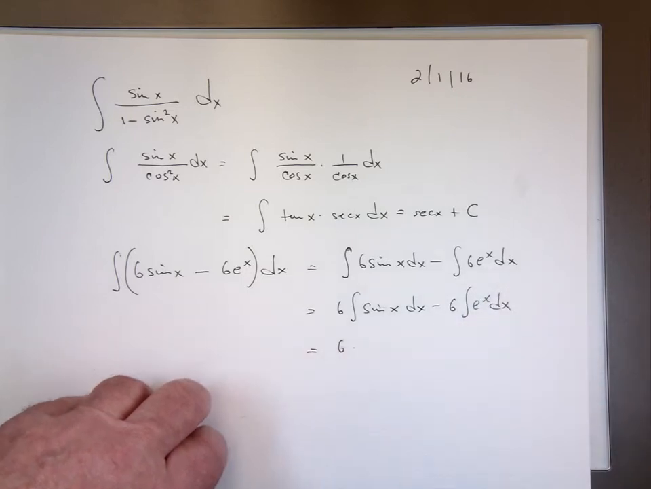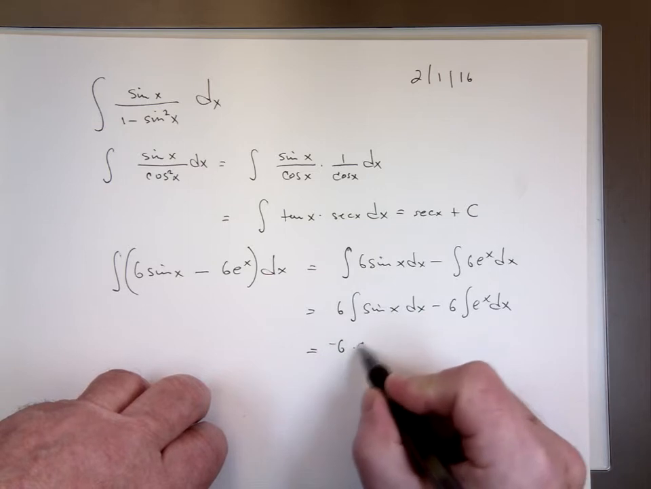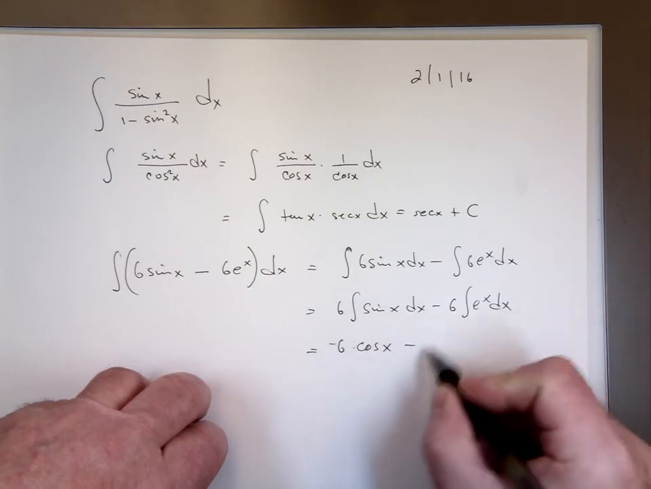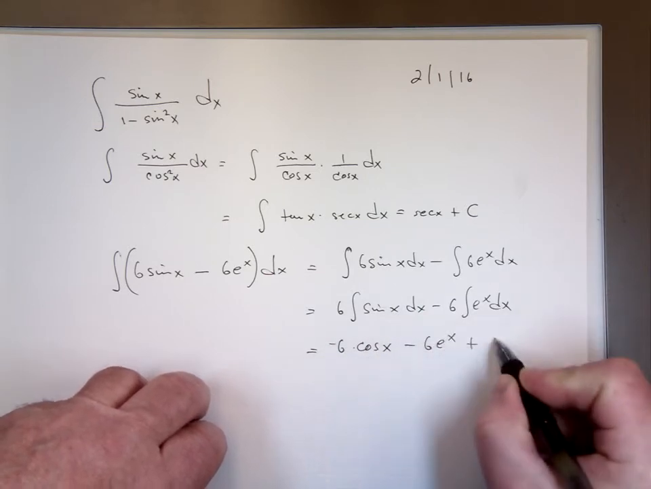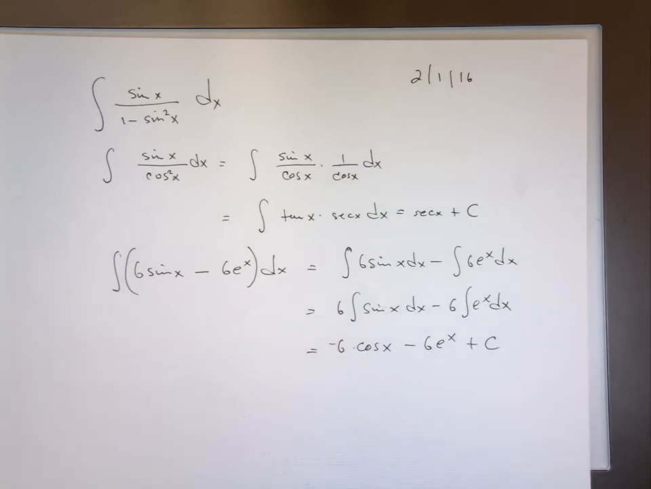And now, the integral of sine is a negative cosine. And the integral of e to the x is e to the x. Okay? And that's what they want you to do.